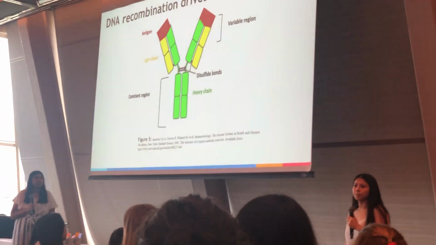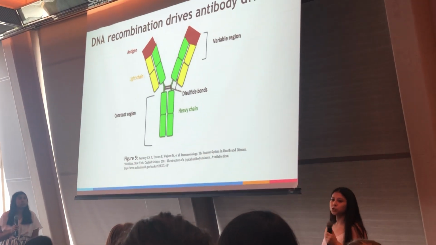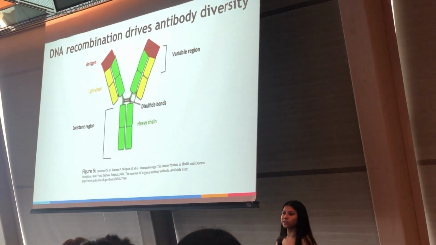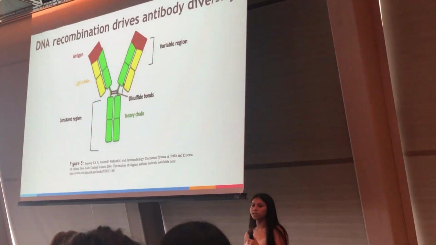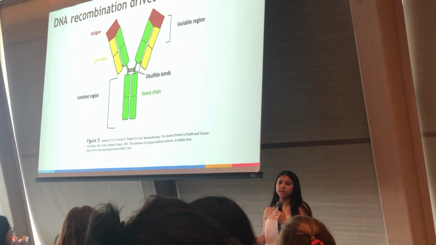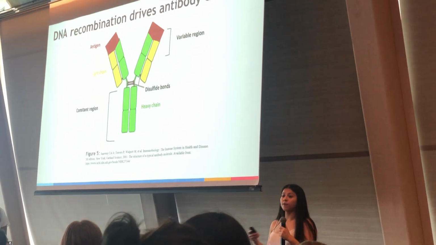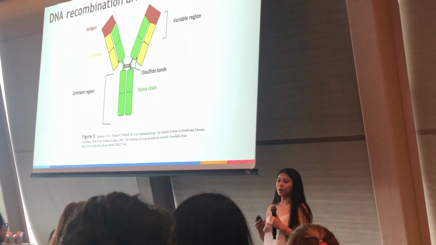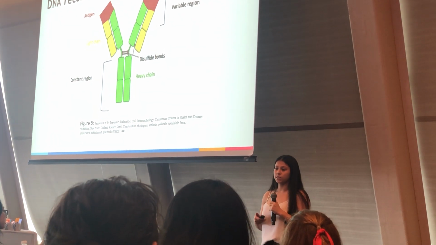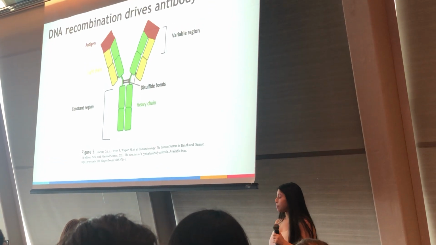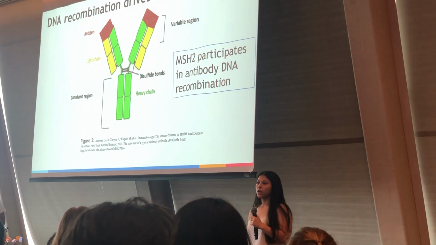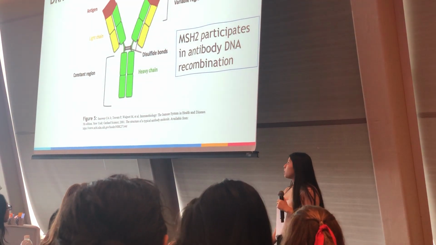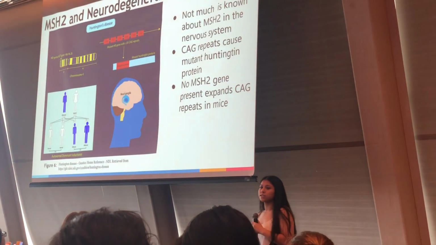So what do we know already about the MSH2 gene? The MSH2 gene has been studied thoroughly in the immune system with something called antibody diversity. Antibody diversity is the process that your body does to make more antibodies to fight off the ever-growing number of antigens around us. So antigens are viruses, bacteria, infections that could give you diseases, and antibodies fight them off. So MSH2 participates in this DNA recombination, antibody DNA recombination process. But we do not know what MSH2 gene does in the brain.